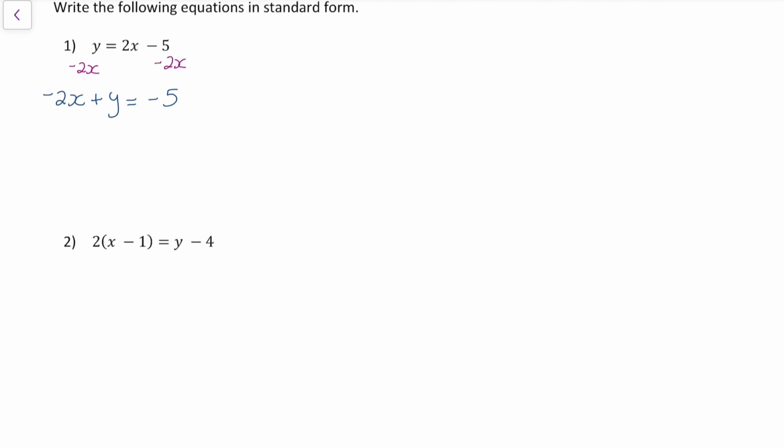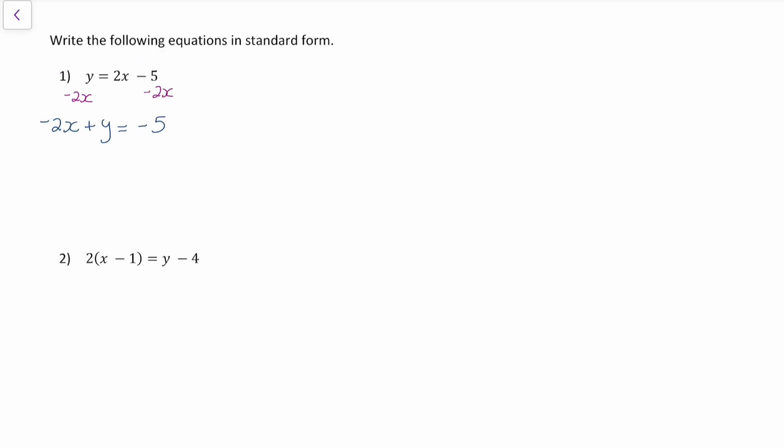Remember our two conditions. The first is they're whole numbers. So we have a negative 2, a 1, and a negative 5. So they're whole numbers, that's fine. But we also need that first number, the negative 2, to be positive. In order for it to be positive, I'm going to multiply my whole equation by a negative 1. You can't just multiply the 2 by negative 1. You have to multiply everything by negative 1. So this becomes 2x minus y equals 5. And now it's in true standard form.